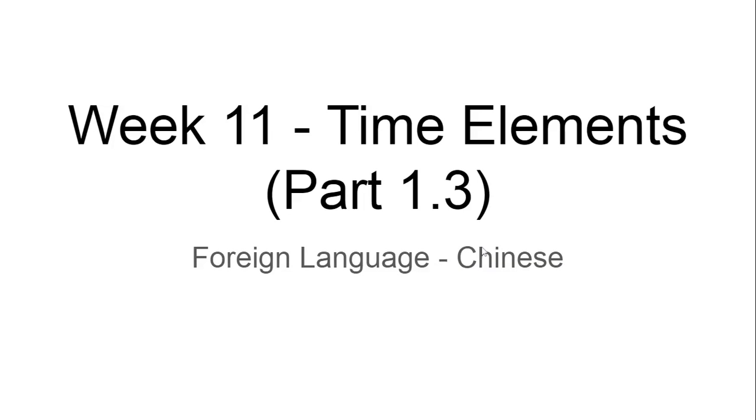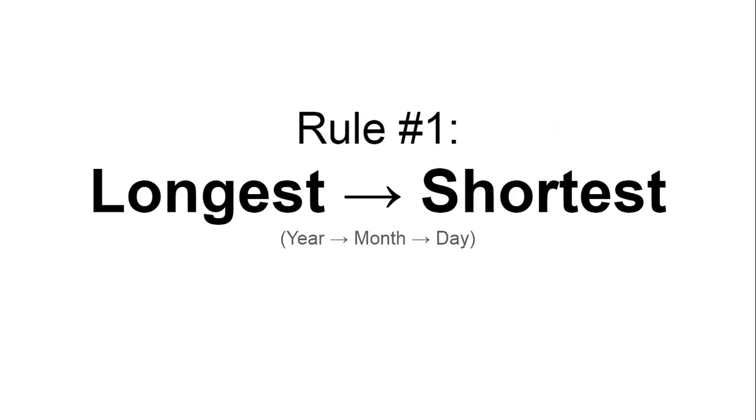Welcome to part 1.3 of the Time Elements module. In this section, we will explore some example applications of the three rules that you learned in part 1. To recap, rule number 1 instructs us to rearrange the time elements according to the length of time it represents, starting from the longest down to the shortest.